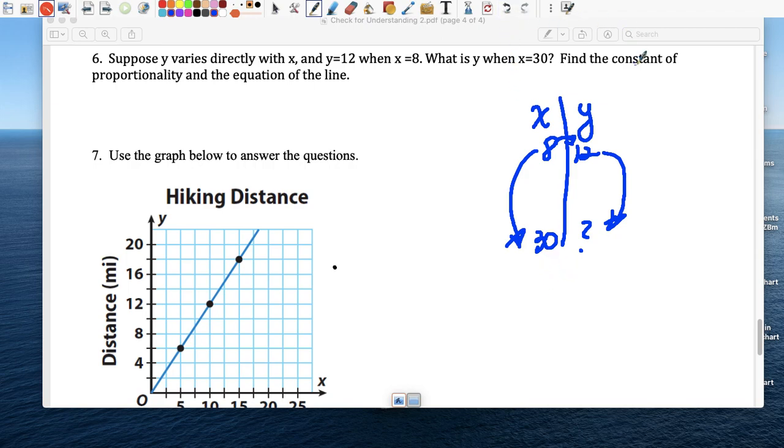But since we're using the constant of proportionality, let's keep that. So k, the constant of proportionality, right? The number that I multiply x by to get to y. Well, let's use this.